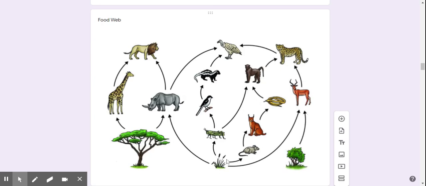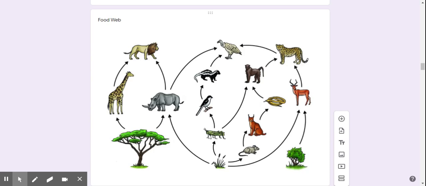So, my bad. We're going to do the grass. It goes into the deer. So it goes 5,000 to 500, and then the cheetah eats him. Cheetah gets 50, and then the vulture eats him. He gets 5. That would make the vulture a tertiary consumer. But that's still not his highest level. So let's find another way.